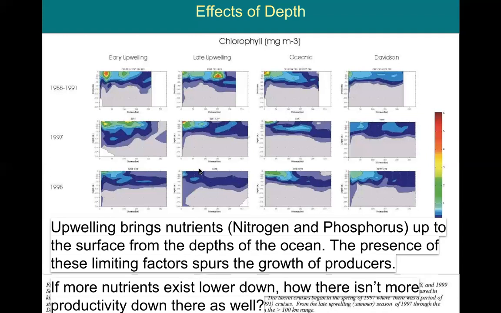My question is that if there's more nutrients down there before the upwelling, how come there's not more productivity down below as well? You would think that if there's nutrients, then maybe there'd be stuff growing down there using the nutrients. So consider, why do you think there might be less productivity down there? Perhaps you're thinking it's because there's not enough sunlight. That's the key factor, right? Insolation. Which is why you don't see much productivity in most of the open ocean. Most of it's really far away from the sun.